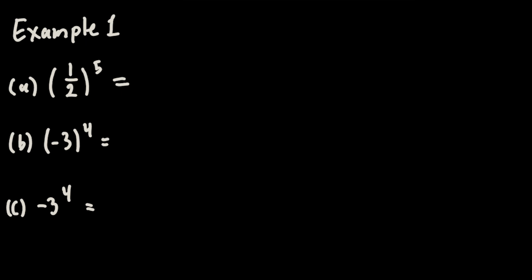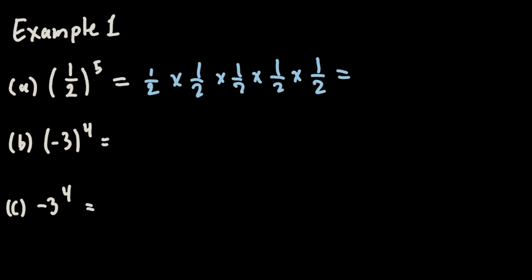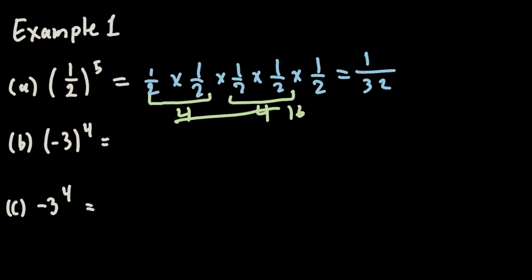Let's see an example. Here we have 1 over 2 to the power 5. So that means 1 over 2 multiplied by 1 over 2 multiplied by 1 over 2 multiplied by 1 over 2 and multiplied by 1 over 2. And that would equal 1 over, we can calculate it. Here we have 2 multiplied by 2 is 4. Here's 2 multiplied by 2 is 4. We have here 4 multiplied by 4 is 16. And 16 multiplied by 2 is nothing but 32. So this is the answer for part A.